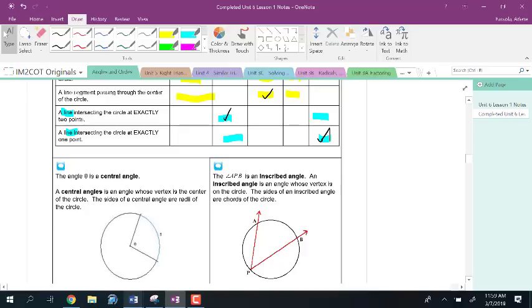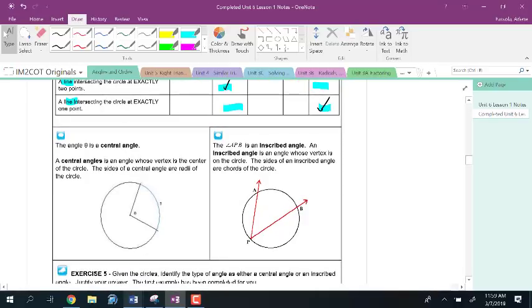And now when we put these segments of a circle together, we can create different angles. And the first type of angle we're going to talk about is a central angle. A central angle is an angle whose vertex is the center of the circle, and the sides, or what creates the angle, are radii.